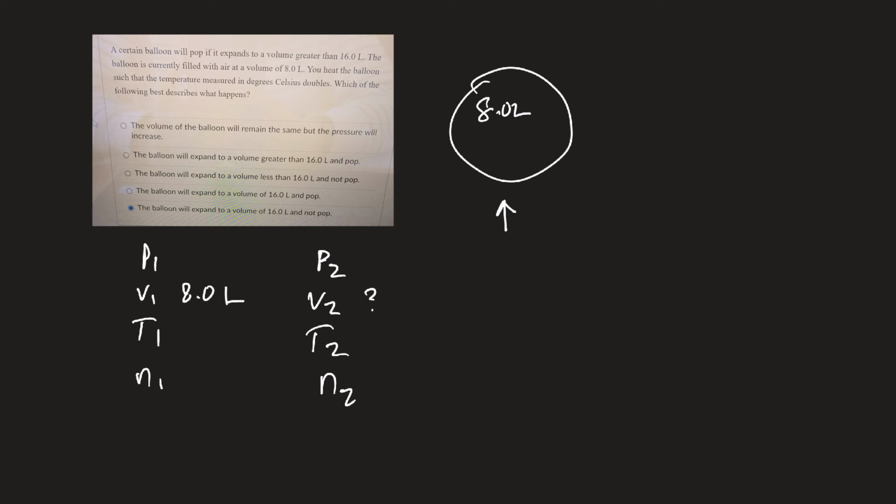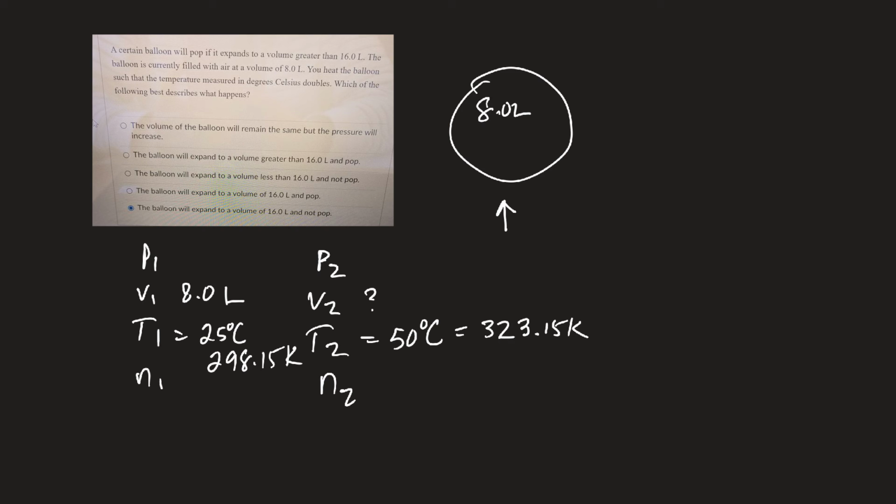Then they heat the balloon up so the temperature in Celsius doubles. So let's say 25 degrees Celsius. So temperature 2 would be 50 degrees Celsius. But now if I convert those, it'd be 298.15 Kelvin, and then this would be 273 plus 50, so 323.15 Kelvin, I think, is the second temperature.